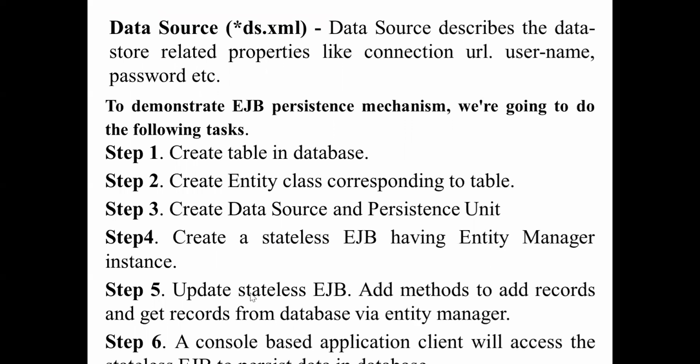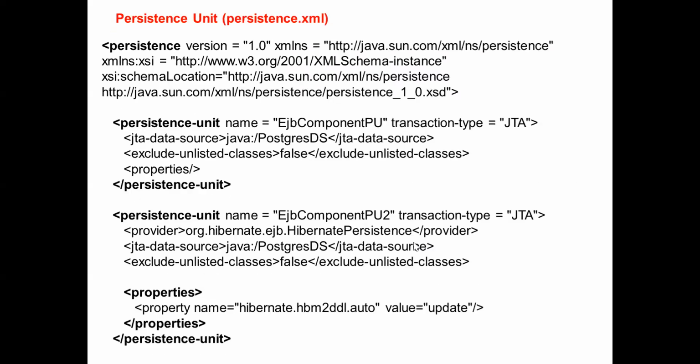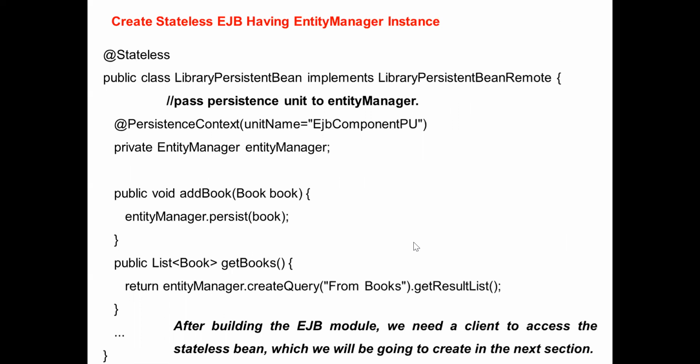And finally, we can update the status, adding the methods to add record and get record from the database via the entity. So how will it be created? Having the entity with adding the data book via the persistency. So create the stateless EJB having entity manager instance. At the stateless, you should write @Stateless. So public class LibraryPersistenceBean. This is the name of the class, which will be implemented by using LibraryPersistenceBeanRemote.